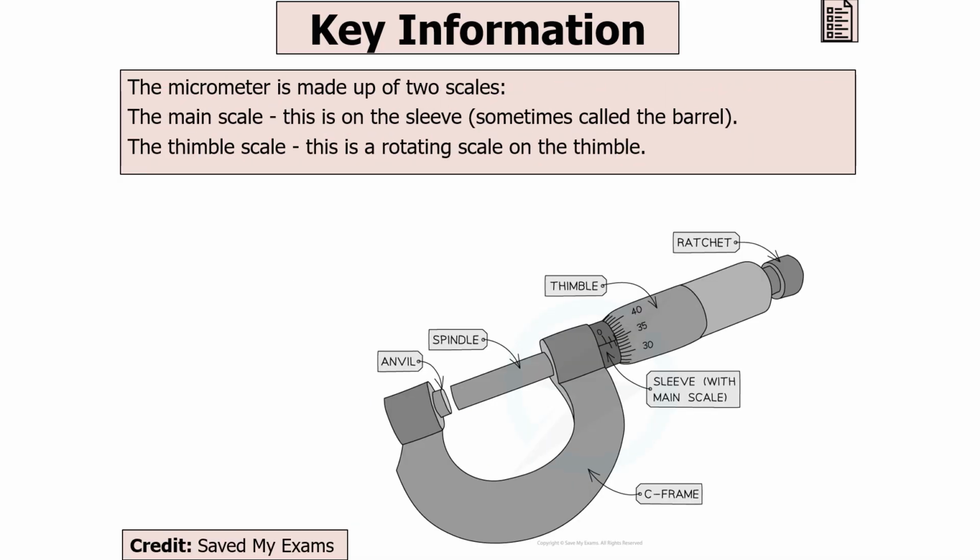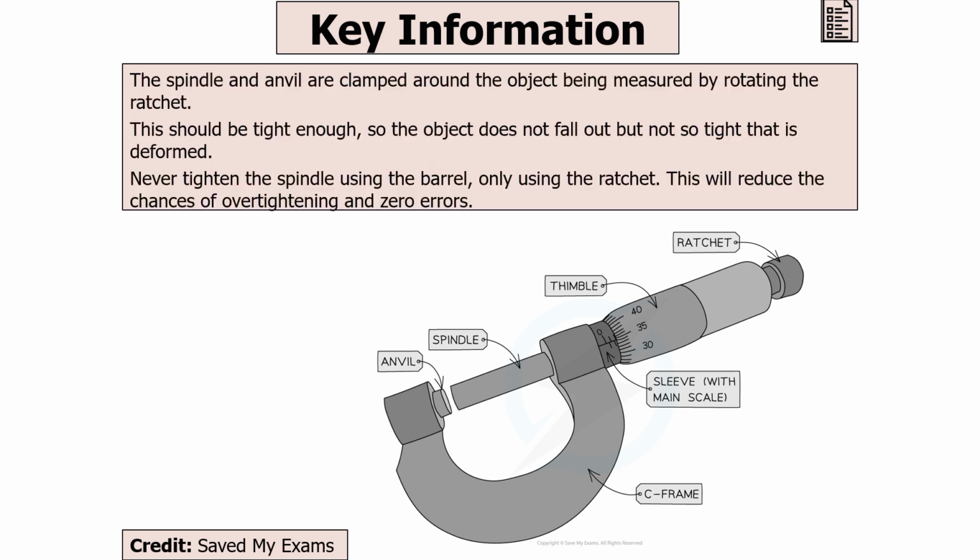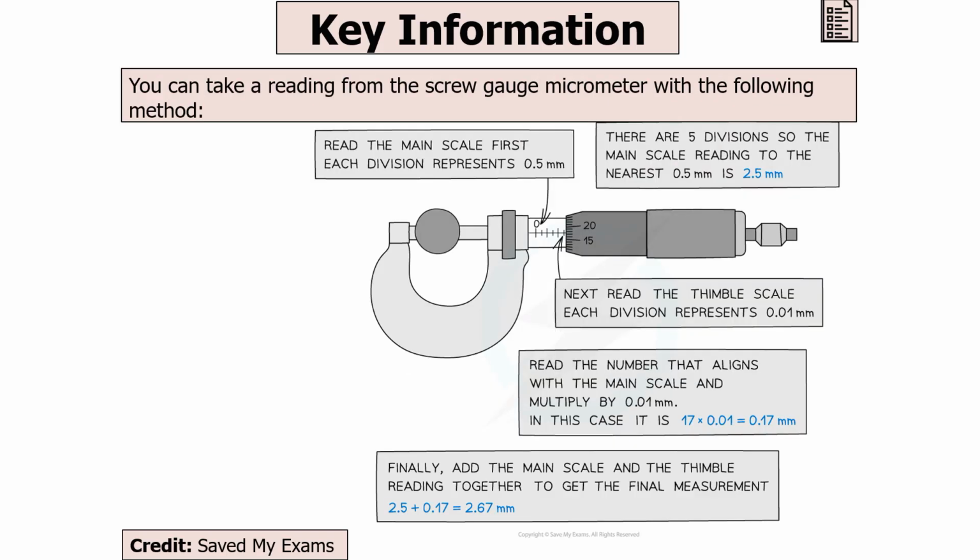So as we said, the micrometer is made of two scales. The main scale, which is on the sleeve or the barrel, and the thimble scale, which is the rotating scale on the thimble. Now, the spindle and anvil are clamped around the object being measured by rotating the ratchet. This should be tight enough that the object does not fall out, but not so tight that it's deformed. Never tighten the spindle using the barrel, but only the ratchet, as it will reduce the chances of over-tightening and gaining a zero error. So you can take a reading from the screw gauge micrometer with the following method.